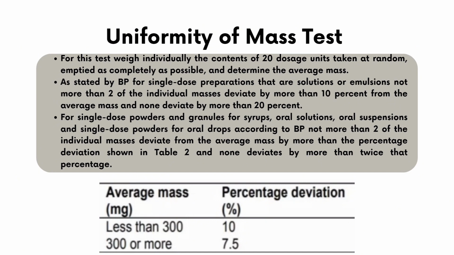For single dose powders and granules for syrups, oral solutions, oral suspensions, and single dose powders for oral drops, according to British Pharmacopoeia, not more than 2 of the individual masses deviate from the average mass by more than 10% deviation if the average mass is less than 300 mg, or 7.5% deviation if the average mass is 300 mg or more.